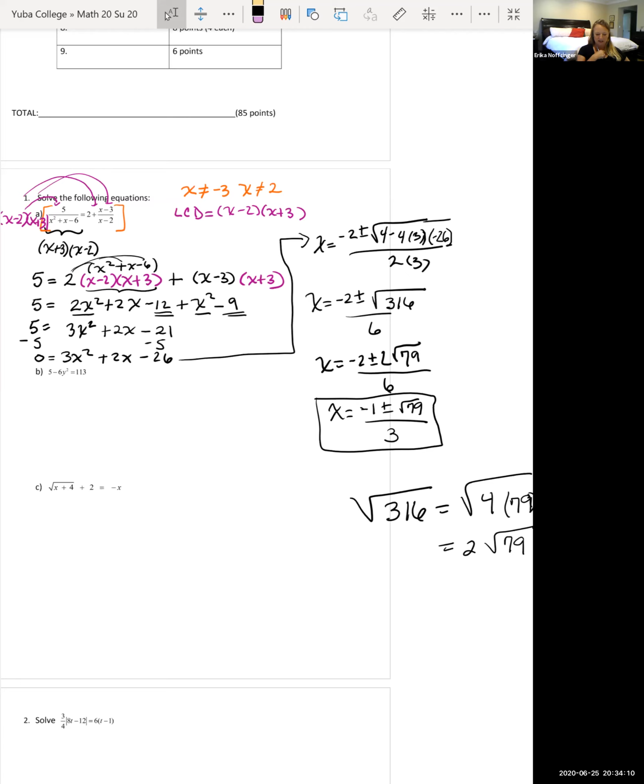Okay. Does that make sense though, how we went through it? And those were not any of the values that we had to exclude. So we should be good there.